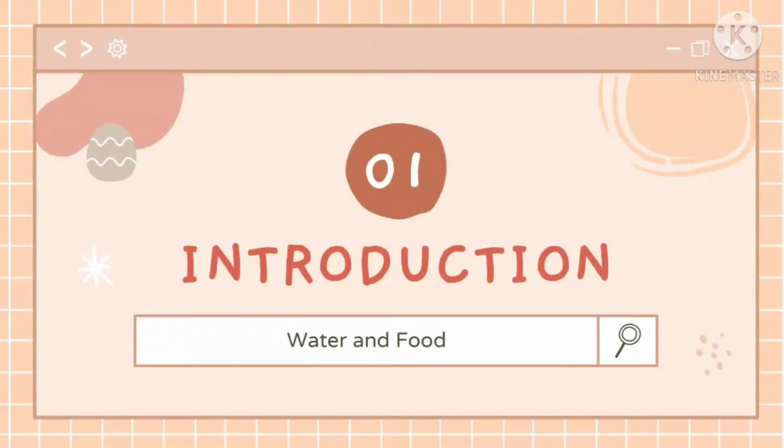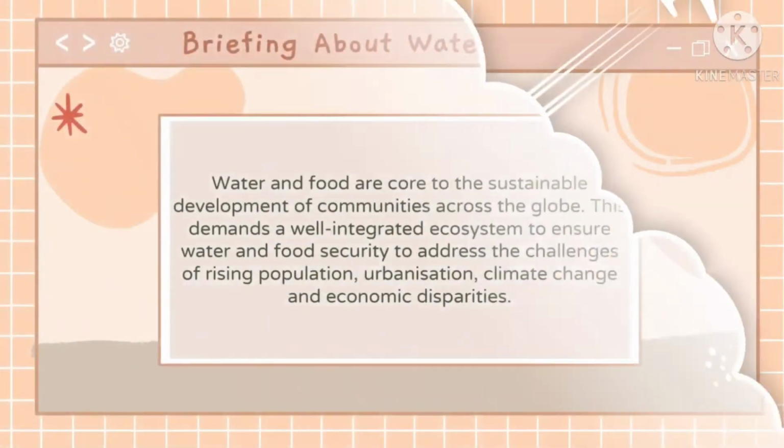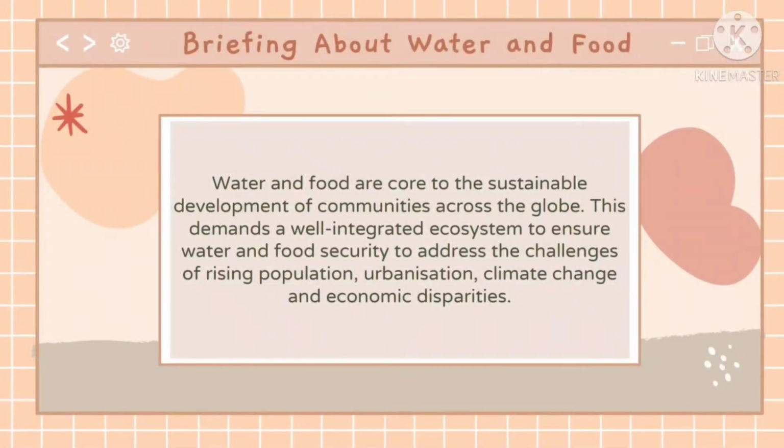Introduction: Water and food. Here is some briefing about water and food. Water and food are core to the sustainable development of communities across the globe. This demands a well-integrated ecosystem to ensure water and food security to address the challenge of rising population, urbanization, climate change, and economic disparities.